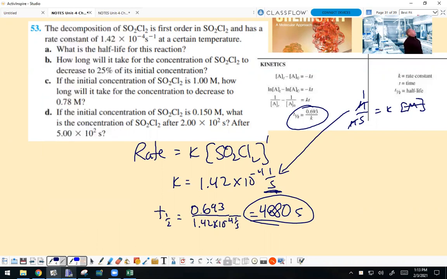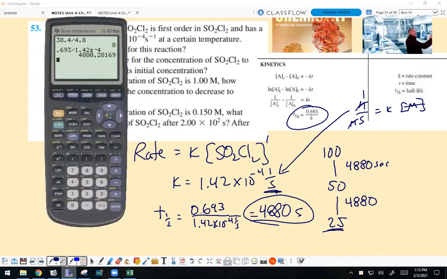How long will it take for SO2 to decrease to 25% of its initial concentration? This is a nice easy one because it's a nice half-life number, meaning there's going to be 50% left after 4,880 seconds. Then there's going to be 25% after another 4,880 seconds. So it's 2 half-lives to get us to 25%. So we're just adding 4,880 plus 4,880. So it takes 9,760 seconds.